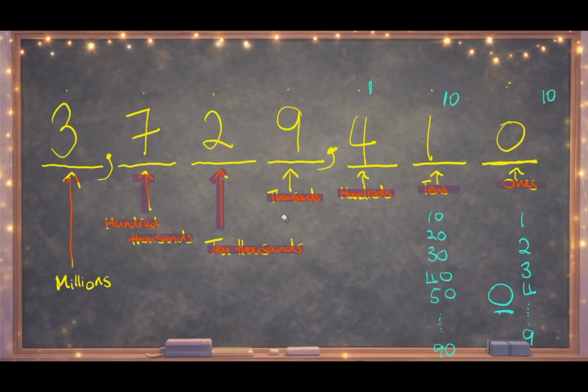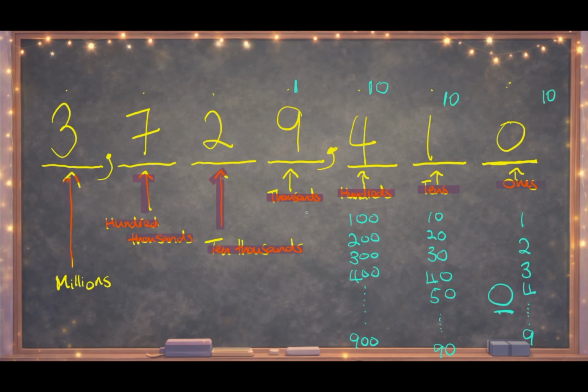And the same applies for the thousands. We have 100, we can have 200s, 300s, 400s, and so on. And if I have 900 over here, after that it's going to become 1,000. So 10 of the hundreds is going to equal 1 of the thousands. And so on for the rest of the digits.